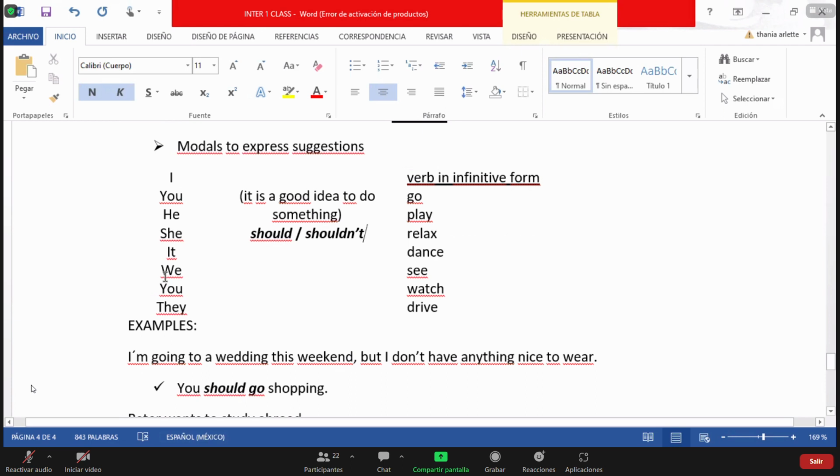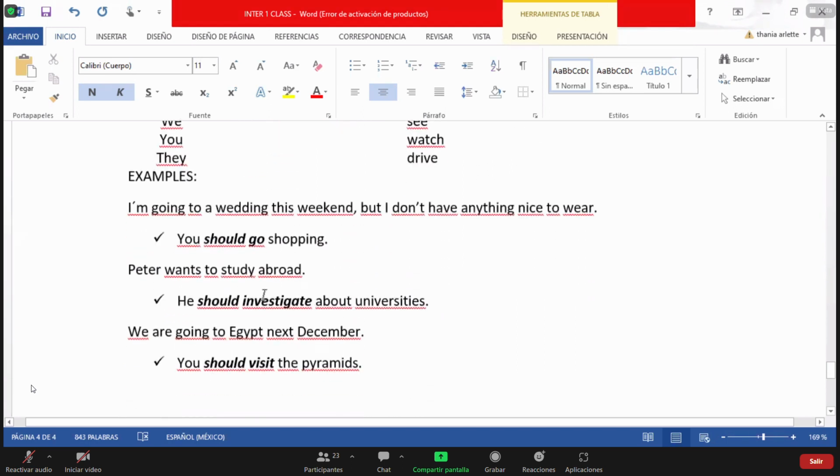It is the same form for she shouldn't, it shouldn't, we shouldn't, you shouldn't, they shouldn't. And we continue with the same form of the verb that is in the infinitive. Affirmative and negative. Well, if in affirmative I say it is a good idea to do, in the negative I express it is not a good idea to do. We are going to continue with these examples.